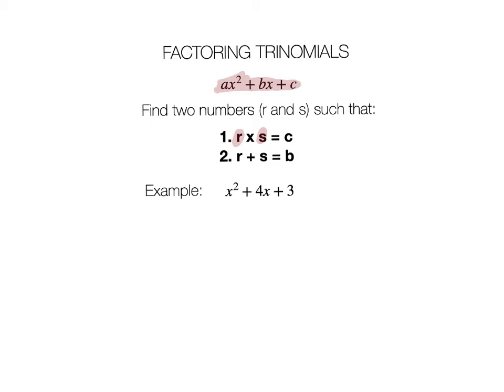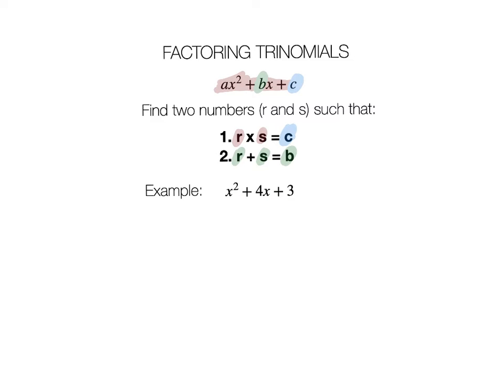And you want to find two numbers who multiply and give you the C value. So they have to have a product of C, and at the same time, they have got to add up to B, the middle term. So we're looking for an R value and an S value who multiply to give you the constant, the C, and who add to give you the middle term, the linear term's coefficient. So let's take a look at this example I've got here.